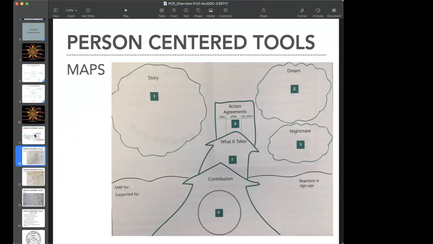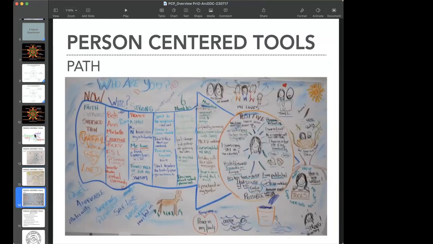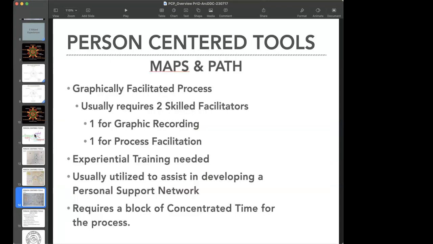So last week we talked about both MAPS and PATH as two of the underlying or beginning ways of thinking about person-centered planning, developed by Jack Pierpoint, Marcia Forrest, John O'Brien, and a number of other people, as ways to help people share their story and to dream really big for people. These tools are a little complex if you're not familiar with them.